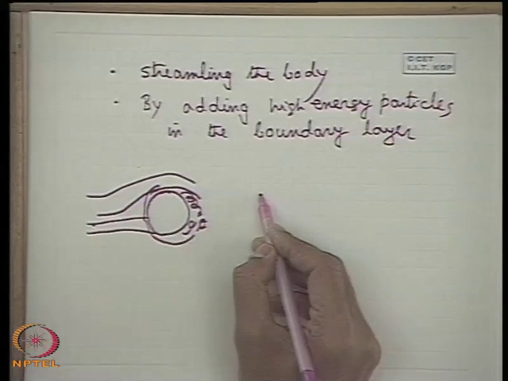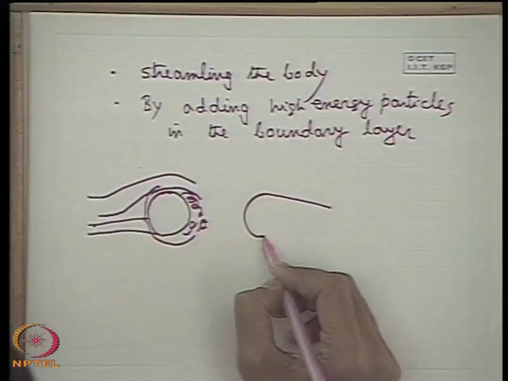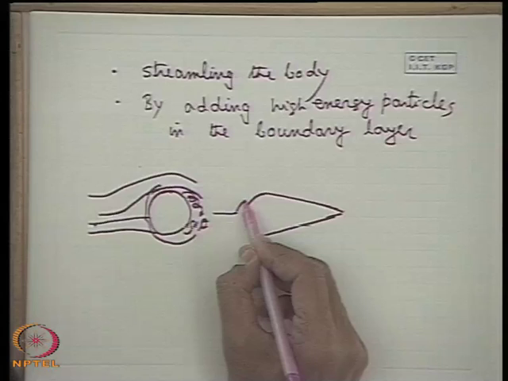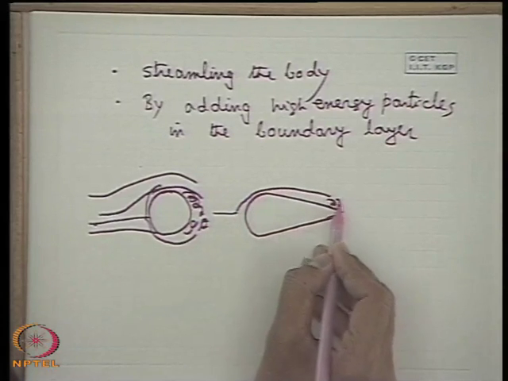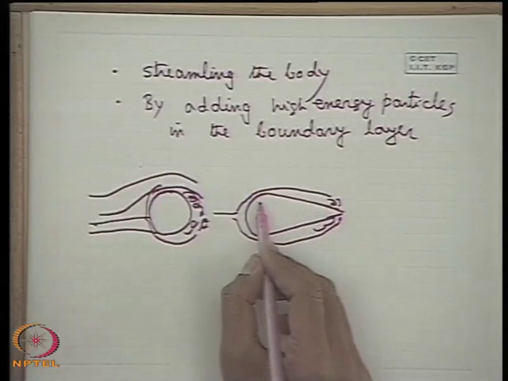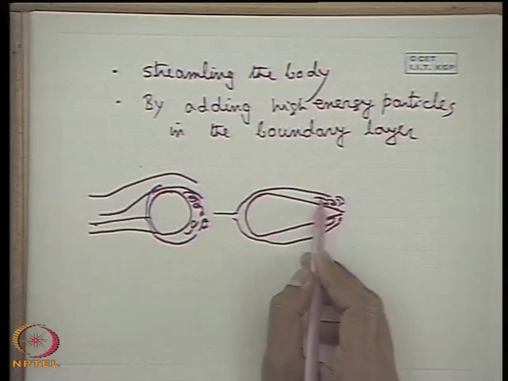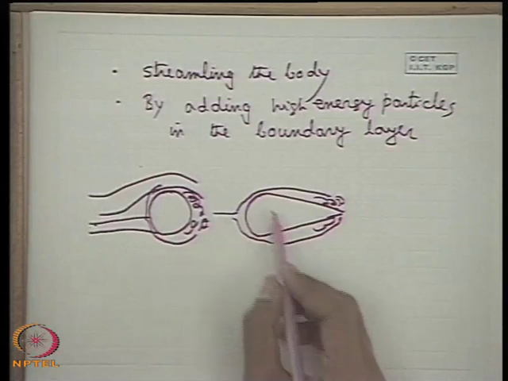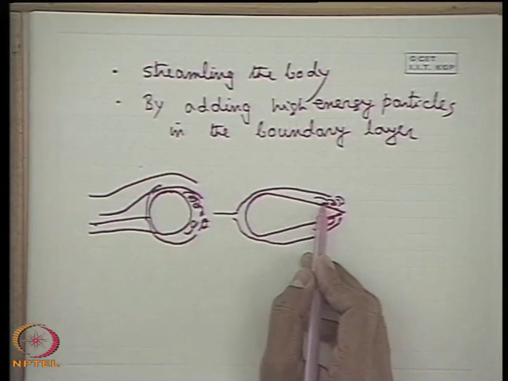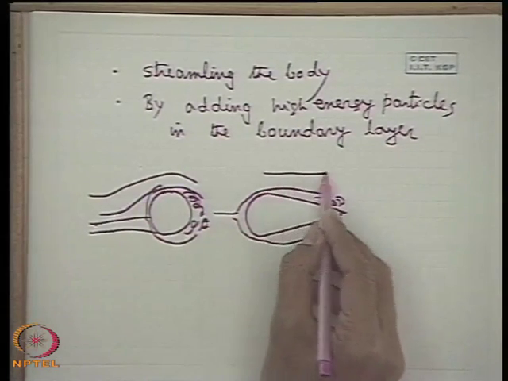So, if we now make the body a little elongated like this, that means we make the body streamlined, so that when the fluid flows over this, the boundary layer separation is delayed. That means make the body such a shape so that the boundary layer separation is either prevented or delayed. That means make the adverse pressure gradient more flat so that the boundary layer separation takes place almost at the trailing edge, so that the net pressure force in the direction of flow is reduced.